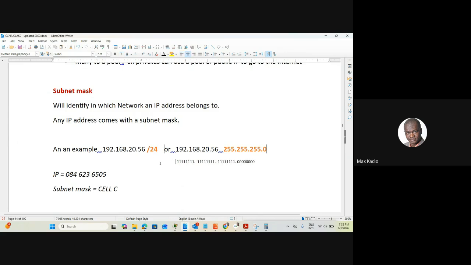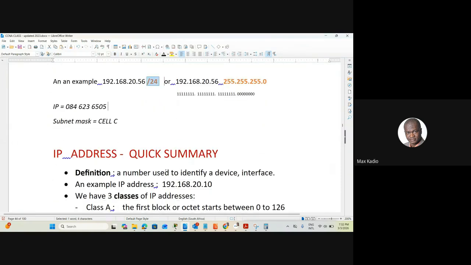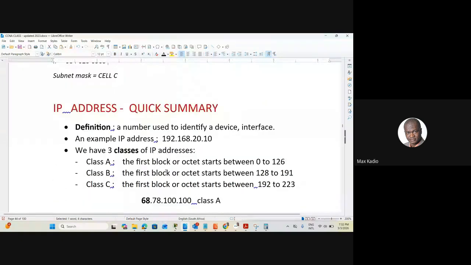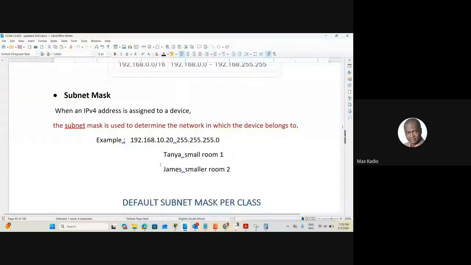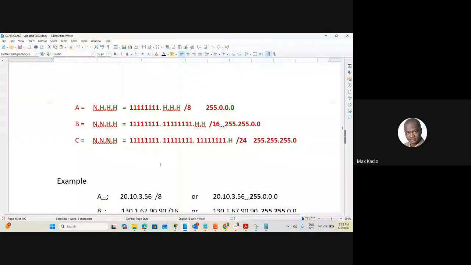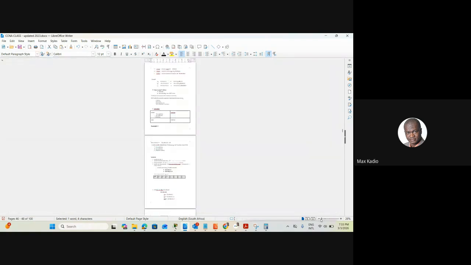So from now on, anytime you have an IP address, it will come with a subnet mask. It can be in decimal, or it can be in binary, /24. Okay, all this we'll do revision again, but for now, let's do the subnetting.